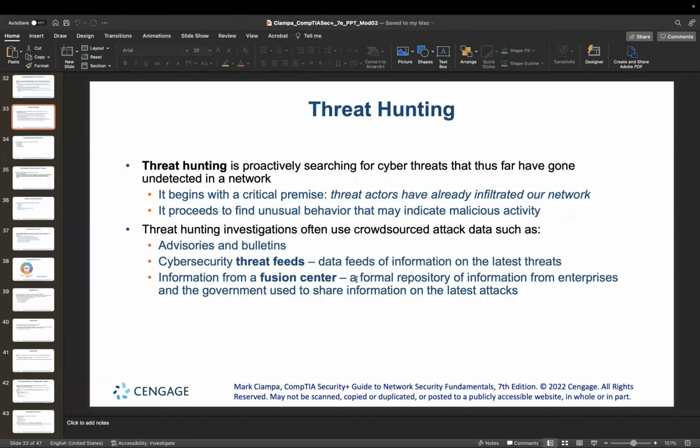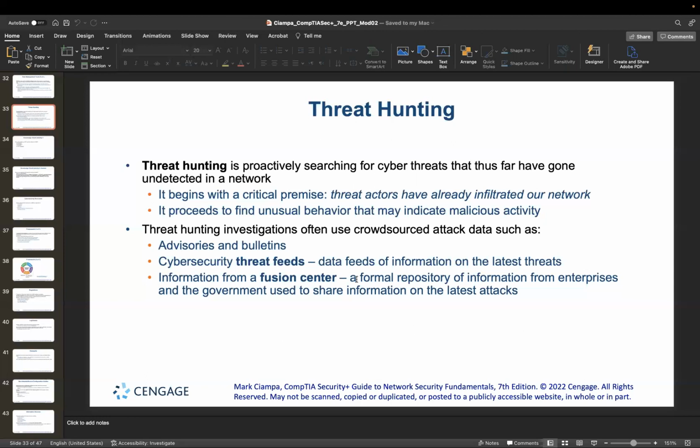Next topic that we're going to talk about is threat hunting. Basically, it's going out there and hunting for the threats, right? And these threats that we want to hunt for are those that have not been revealed so far, right? So it all begins with a critical premise. Threat actors have already infiltrated our network. So they are in our network, right? So then it proceeds to find unusual behavior that may indicate malicious activity.